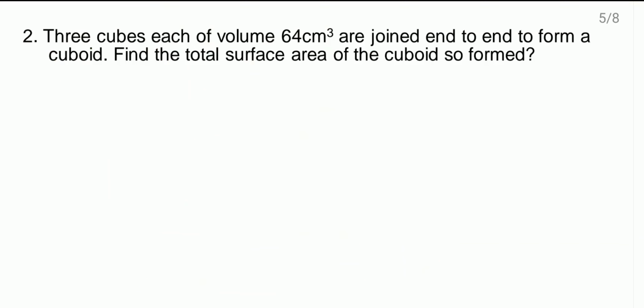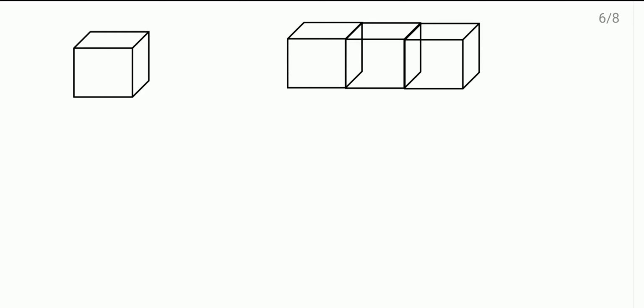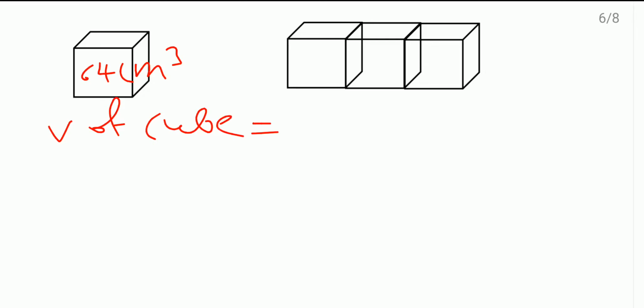3 cubes, each of volume 64 cm³, are joined end to end to form a cuboid. Find the total surface area of the cuboid so formed. Right? So the volume of one cube they have given us is 64 cm³. Let us do the figure. Here, see here, a cube is there whose volume is given as 64 cm³. So here I can write the volume of cube is equal to 64 cm³.